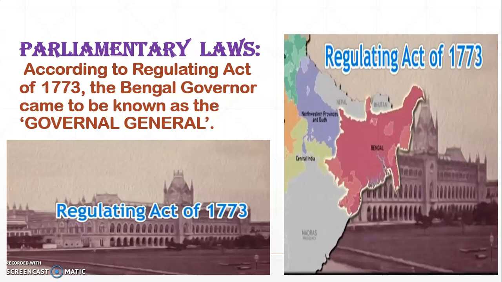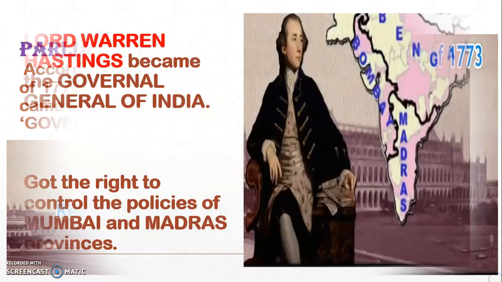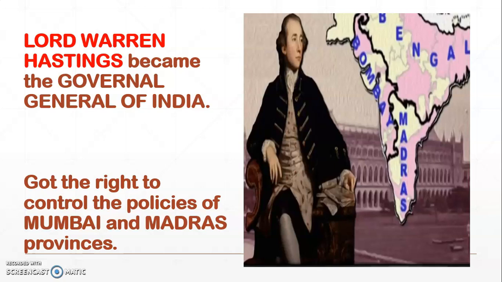And what did he get because of it? He got the control. According to the Regulating Act of 1773, he got control of the policies of the Bombay and Madras provinces. A committee of 4 members was set up to assist him. So, Lord Warren Hastings, as you can see in the picture, got the control of 2 important provinces: Madras, and Bengal along with Bombay. So he got the right to control the policies of the Bombay and Madras provinces.